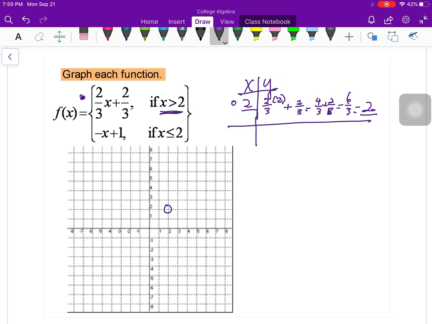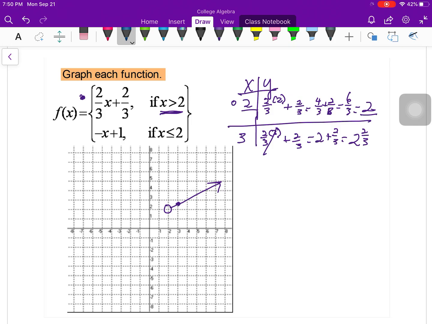Now it says pick something greater than 2. I'm going to pick 3. 2/3 times 3 plus 2/3. 2 plus 2/3. 2 and 2/3. 3, 2 and 2/3. Started here, head towards that other point.